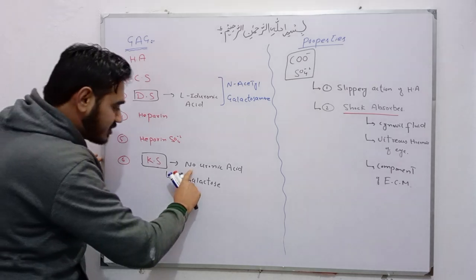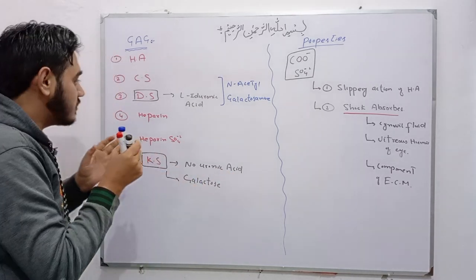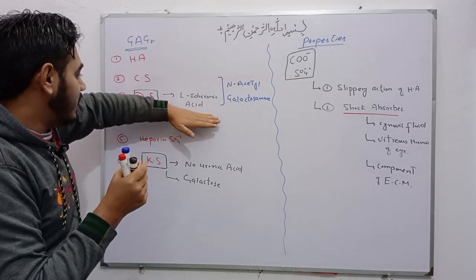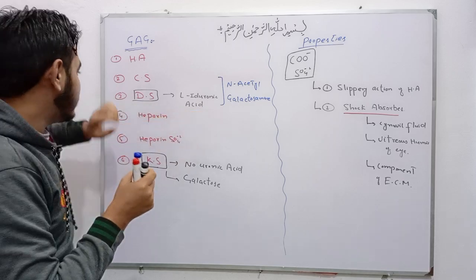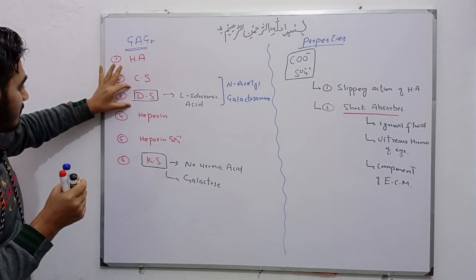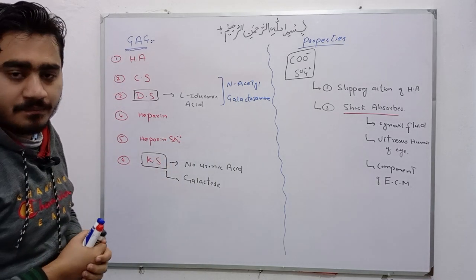Keratan sulfate contains no uronic acid, it contains galactose, which is the epimer of glucose. Dermatan sulfate contains L-iduronic acid, which is the epimer of D-glucuronic acid. Chondroitin sulfate and dermatan sulfate contain N-acetylgalactosamine.